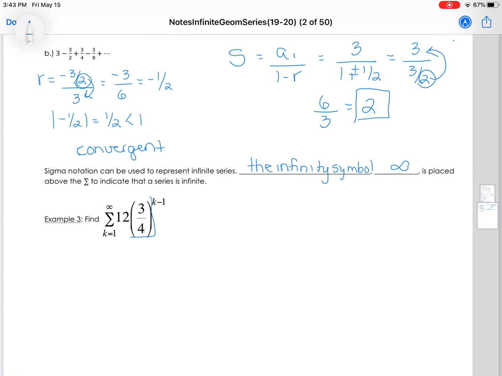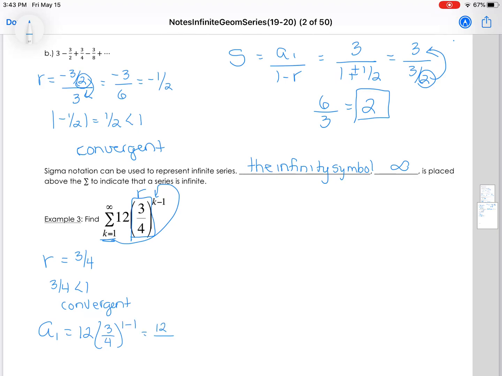All right, so first thing we want to know is R. Well, R is always the value that is being raised to the exponent. So R is equal to 3/4. 3/4 is in fact less than 1, which means we are on a convergent path, so we're good to go there. Okay, in order to figure out A1, we take this bottom term here and sub it into the formula. So A1 is 12 times 3/4 to the k minus 1, or 1 minus 1.